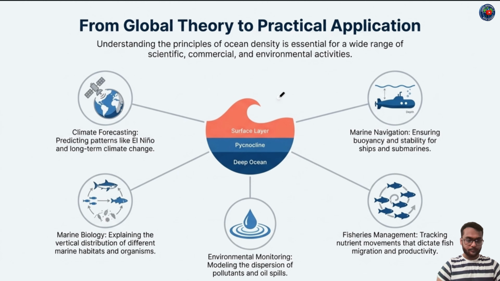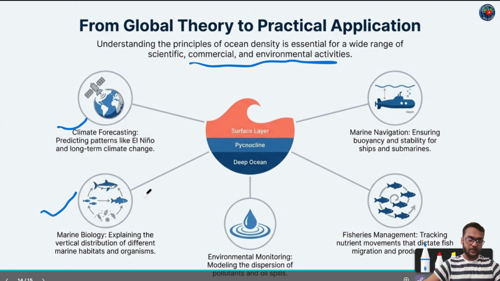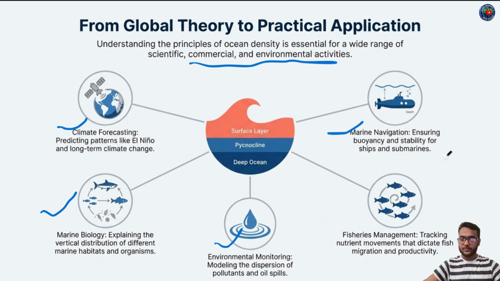Now, understanding the principles of ocean density is essential for a wide range of scientific, commercial, and environmental activities. For example, climate forecasting, predicting patterns like El Nino and long-term climate change. Marine biology, explaining the vertical distribution of different marine habitats and organisms. Environmental monitoring, modeling the dispersion of pollutants and oil spills. Marine navigation, ensuring buoyancy and stability for ships and submarines. Fisheries management, tracking nutrient movements that dictate fish migration and productivity.